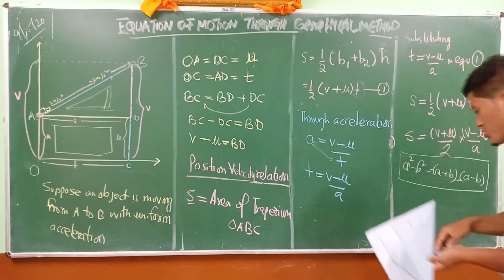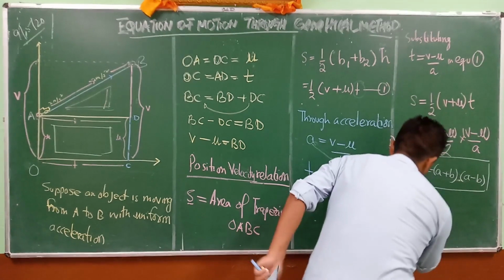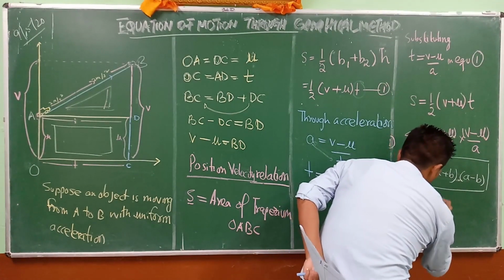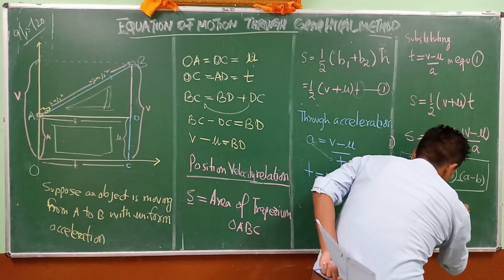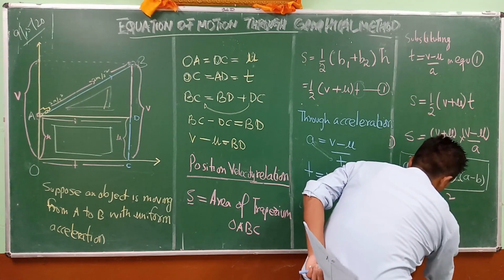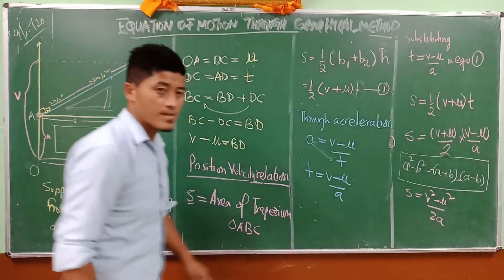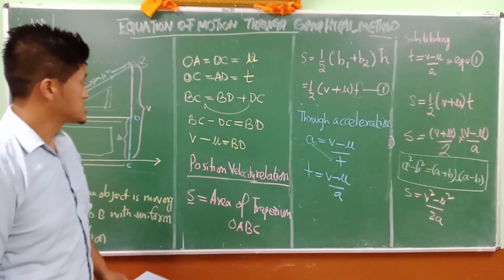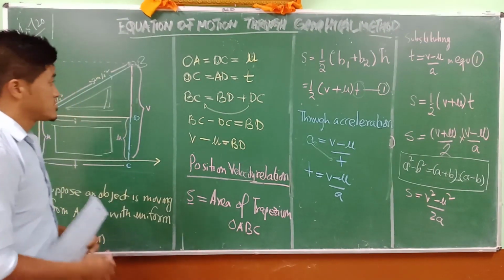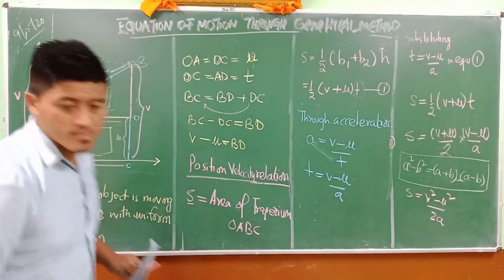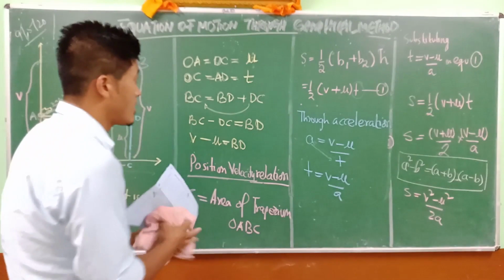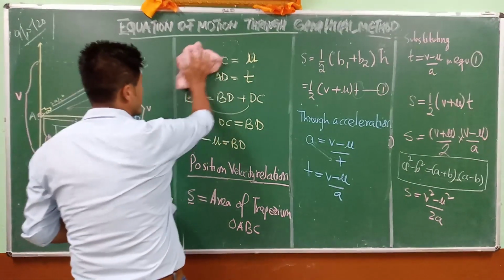So how am I going to write here? S is equal to V square minus U square divided by 2a. I'm going to write like this here. I got this now. Is that clear? So now I will write this portion over here.